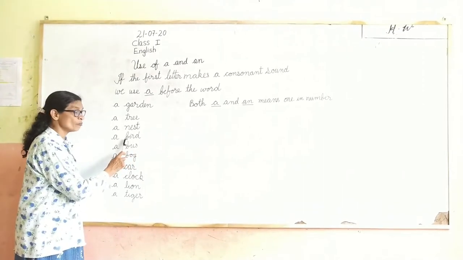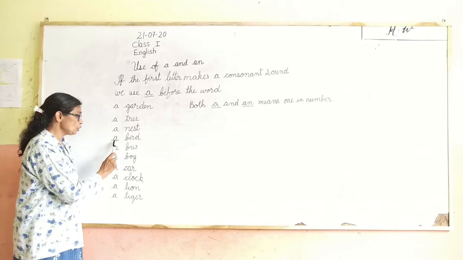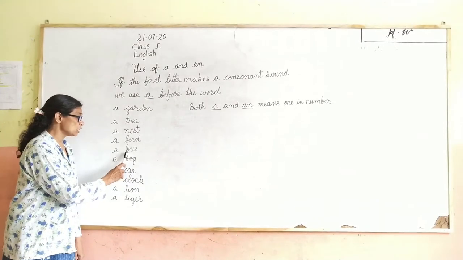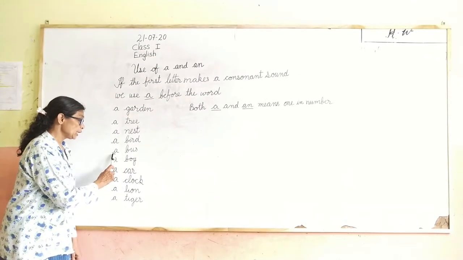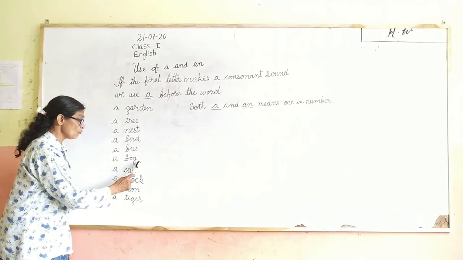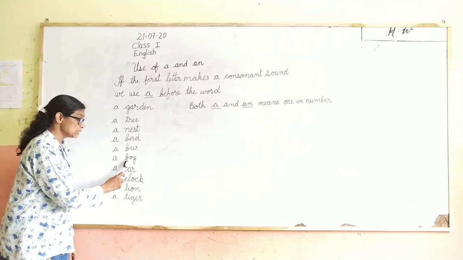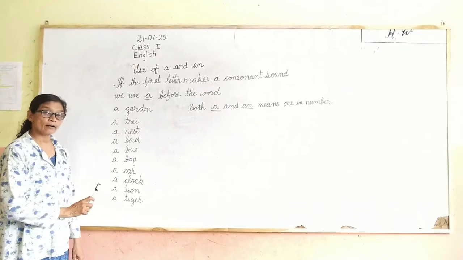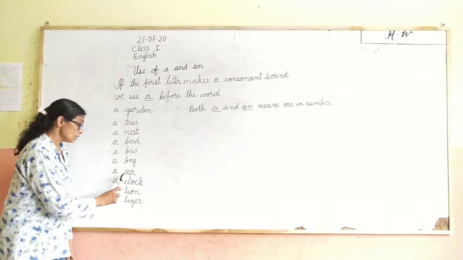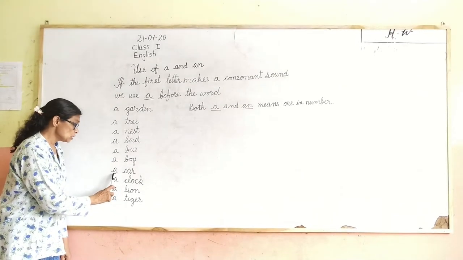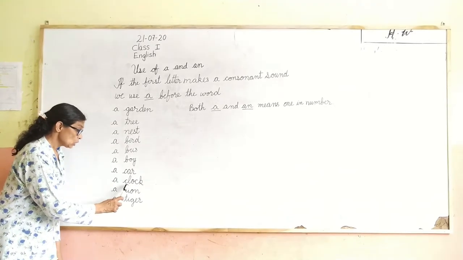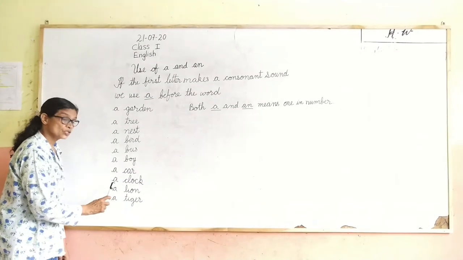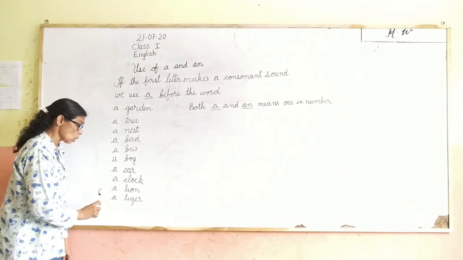Bird. First letter of bird is B. So we use a before bird. Bus. First letter of bus is B. So we use a before bus. B-O-Y, boy. First letter of boy is B. So we use a before boy. C-A-R, car. First letter of car is C. So we use a before car. Clock. C-L-O-C-K. First letter is C. So we use a before clock.